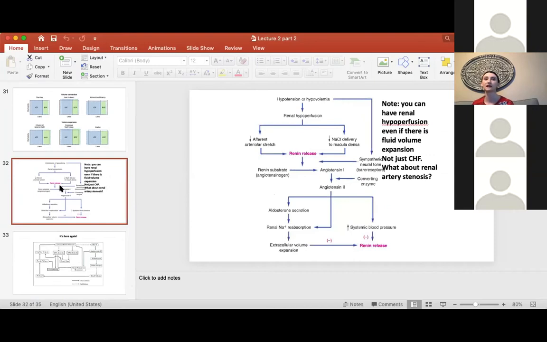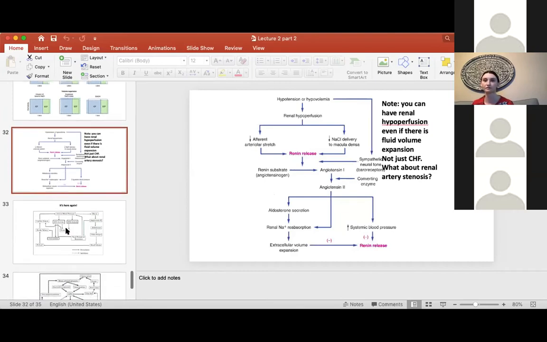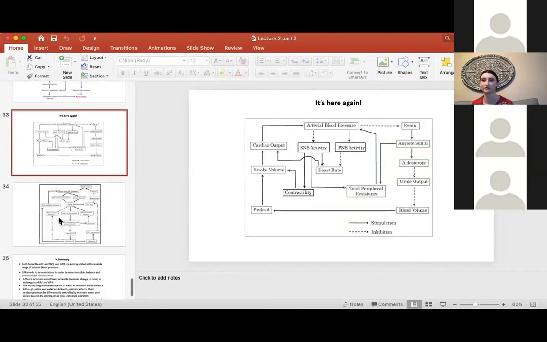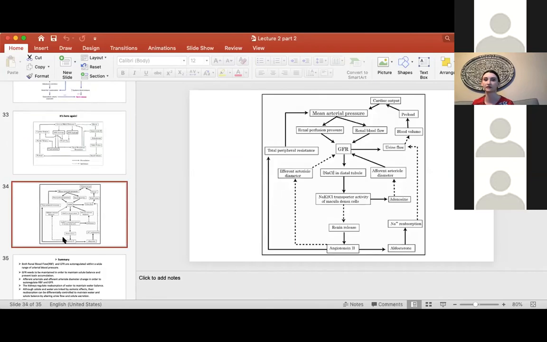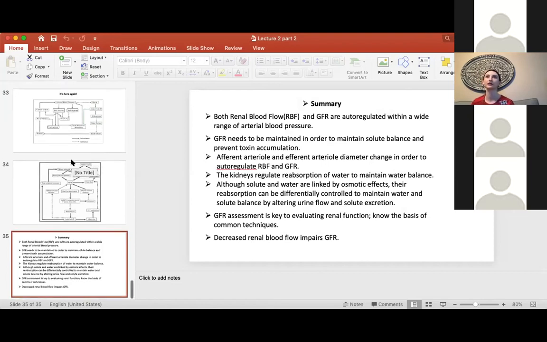Here's another picture of the same thing that he's gone over again and again. And here's his summary. I think his summaries are pretty good, so I just read over that and get the highlights. All right.